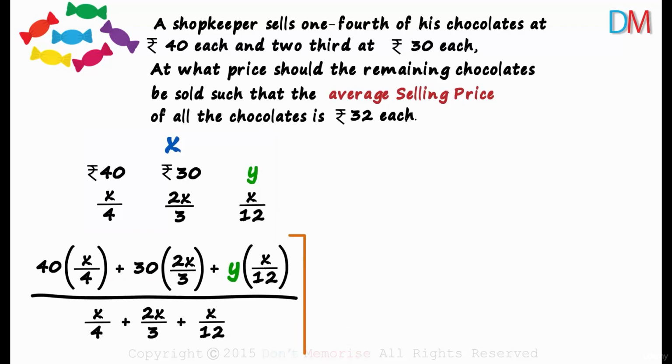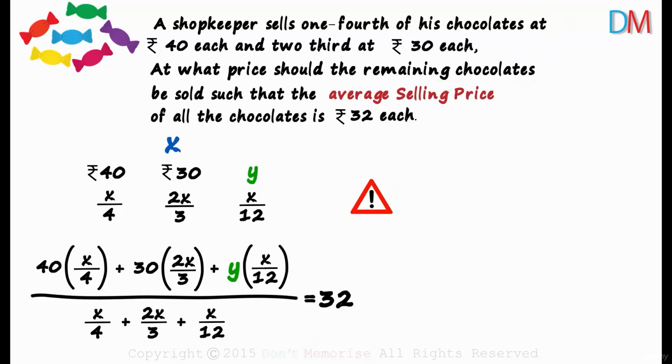This is how it will look. This is the average price of all the chocolates together. 40 times x over 4 is the total selling price of the first set of chocolates. 30 times 2x over 3 is the selling price of the second set. And y times x over 12 is the selling price of the third. And this is the total number of chocolates, which will obviously add up to x. In the question, we have been given the average selling price as 32. So this entire thing will equal 32 rupees. The x from the numerator and the denominator will cancel out, and we will get the value of y. That will be the price at which the remaining chocolates will be sold.